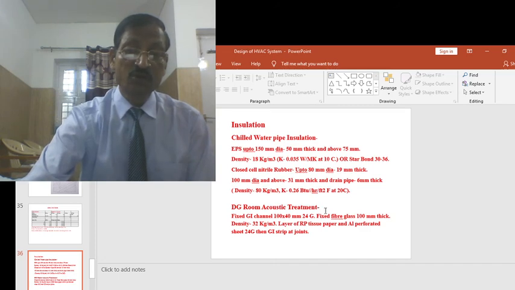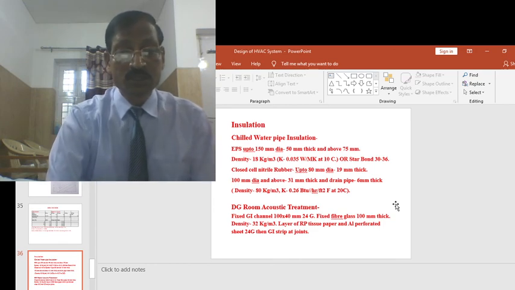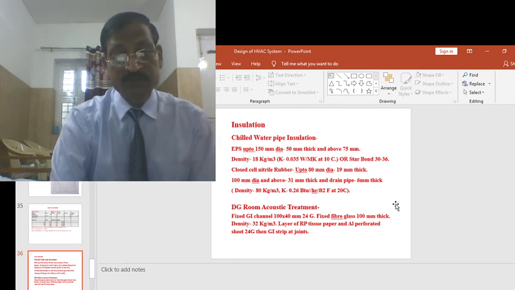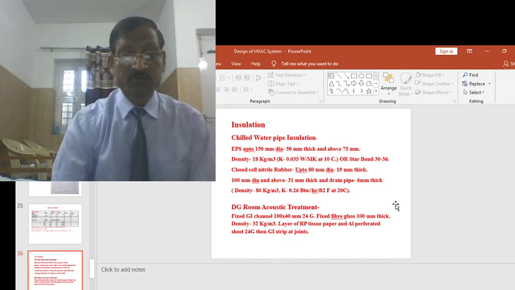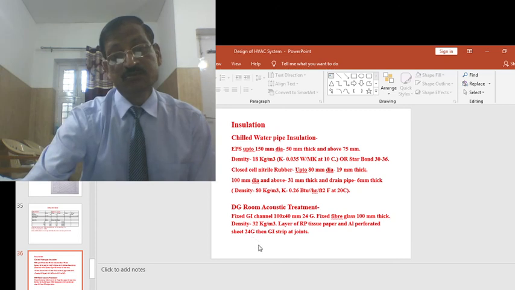For DG room acoustic treatment. In the DG room, we fix the GI channel 100 by 40 mm, 24 gauge. Fix the fiberglass of 100 mm thick, density 32 kg per meter cube. Fix a layer of RP tissue paper and aluminum perforated sheet. And over that, fix the 24 gauge perforated sheet and fix the joint by GI strip.